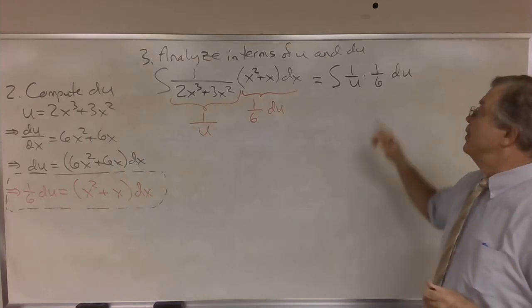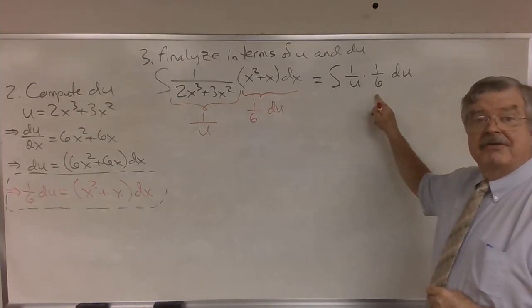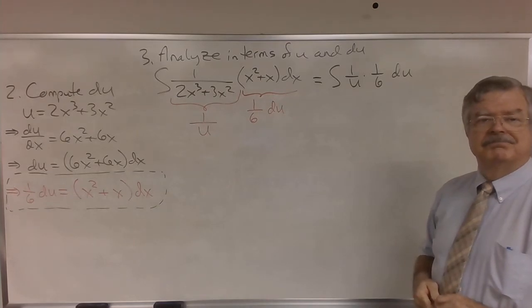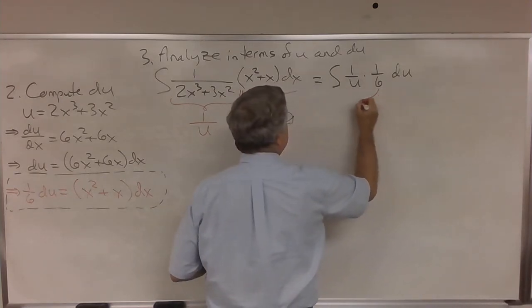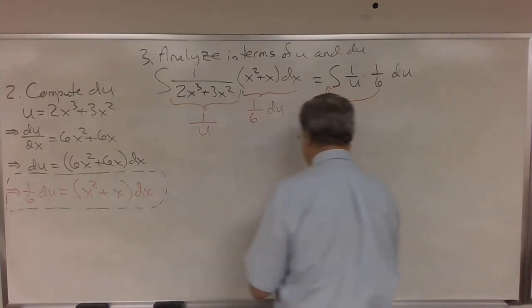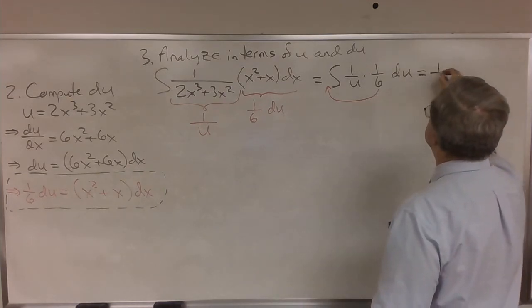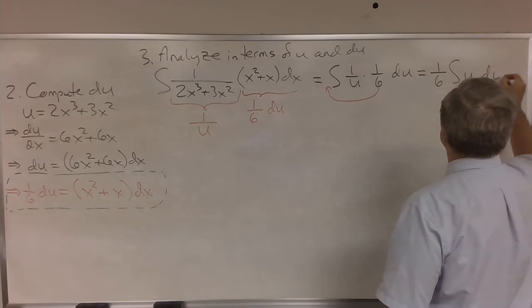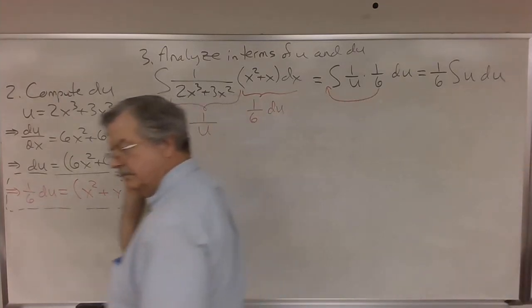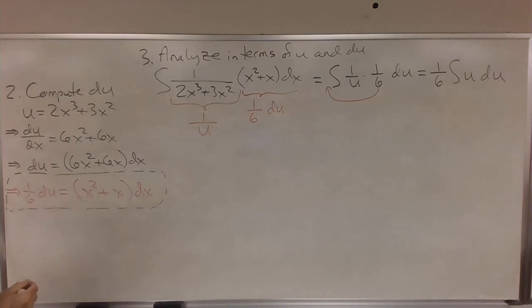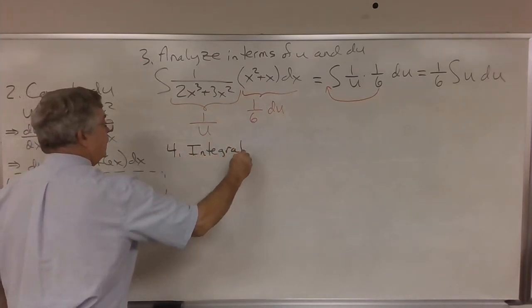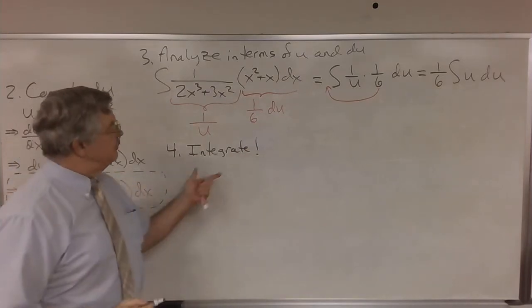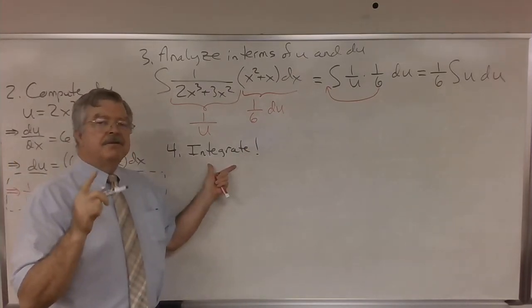Now, what do you think I'm going to do with this constant factor of 1/6 in the integrand? Move it out front. That's right. Take the constant factor and move it out in front of the integral sign. Now what? Step 4. Integrate. And of course, when we do u-substitution, we always integrate in terms of u.